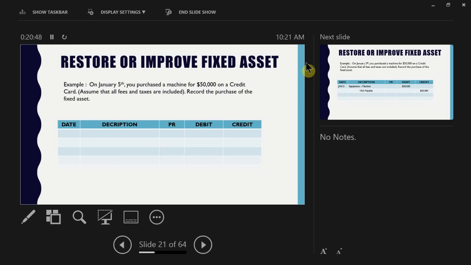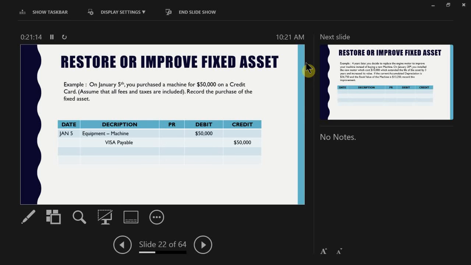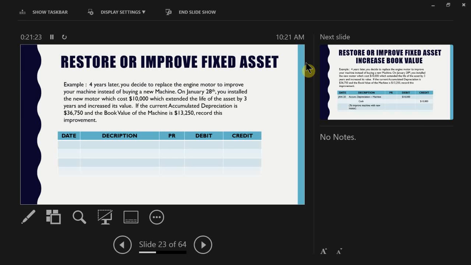So again, let's take a look at another example here. Okay, so on January 5th, once again, we purchase the machine for $50,000 on a credit card, all right, so same scenario when I'm purchasing, right? Assume that all fees and taxes are included in the price. So let's go ahead and record the purchase of the fixed asset. So once again, I'm going to record this in my book so I at least have it in my book, okay? Right there.